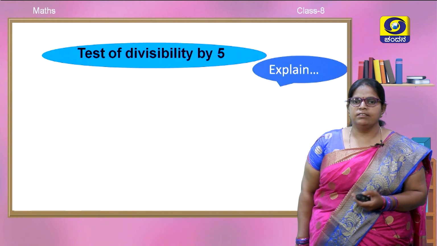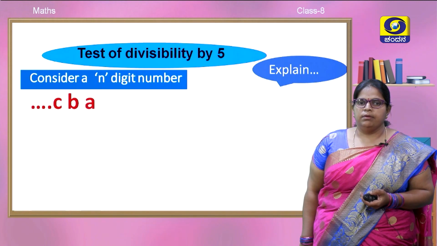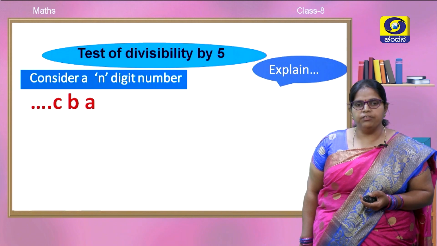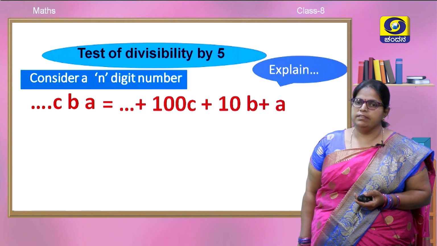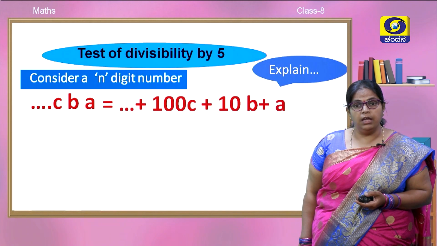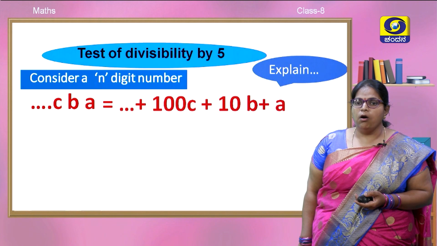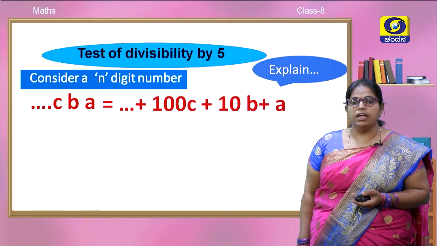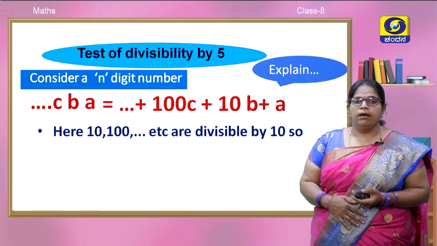Now let us explain how it works. Take an n digit number CBA and expand it. Yes, it is equal to dot dot dot plus 100C plus 10B plus A. For the number CBA to be divisible by 5, all the terms of the expanded form must be divisible by 5.